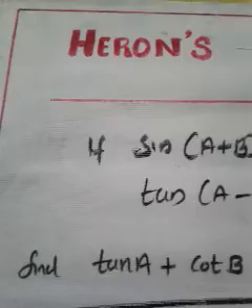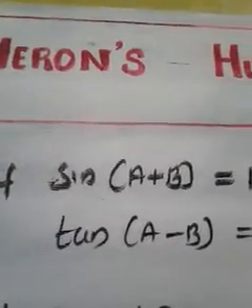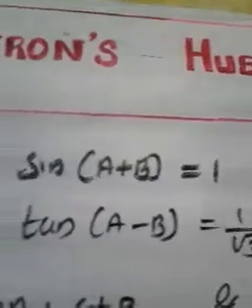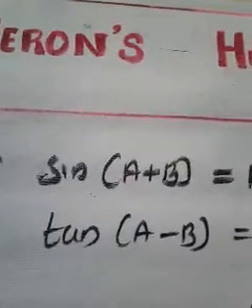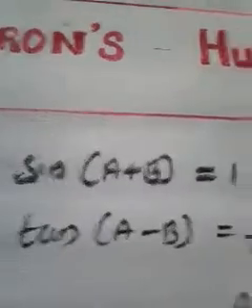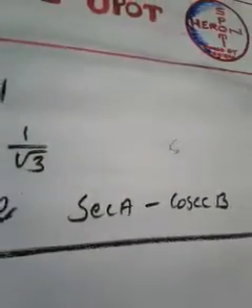And this is your last problem in this video session. And here the question is, if sin(a plus b) is equal to 1, tan(a minus b) is equal to 1 by root 3. That means these are the given information. They have given sin(a plus b) as 1 and tan(a minus b) as 1 by root 3. You have to find out the value of tan a plus cot b and sec a minus cosec b.